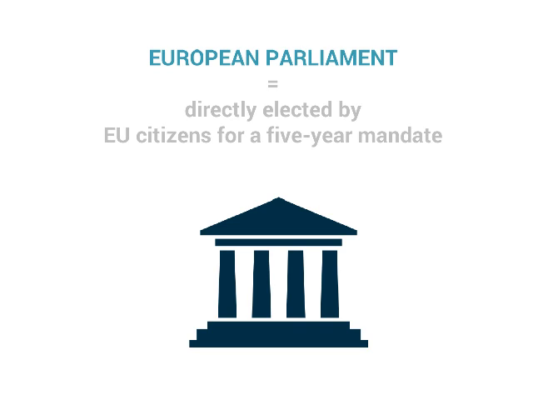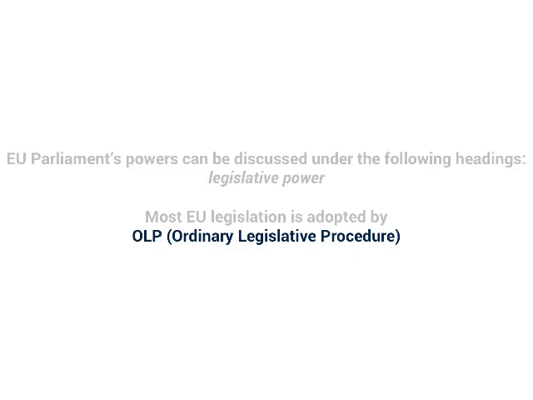As we have seen, the power of the Parliament has grown gradually, with each treaty granting it more powers. The Parliament now shares equal budgetary powers with the Council and has almost equivalent legislative power. Moreover, it has other important powers concerning the appointment of commissioners to the European Commission. The Parliament's power can be discussed under the following headings.